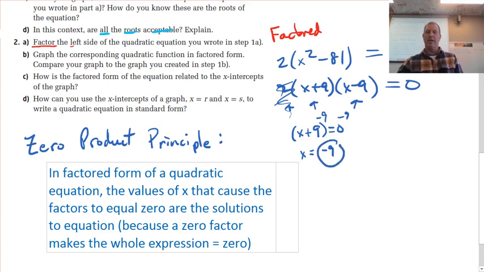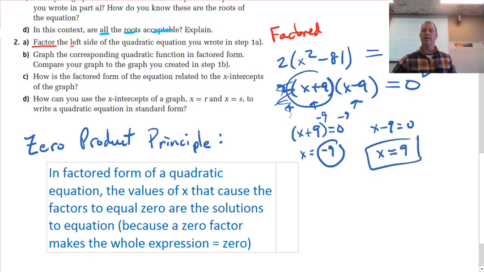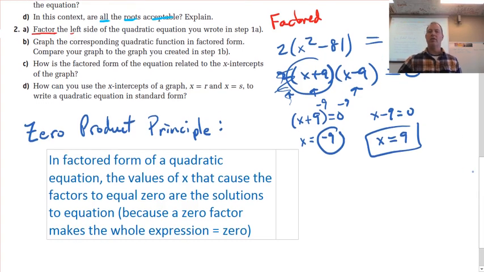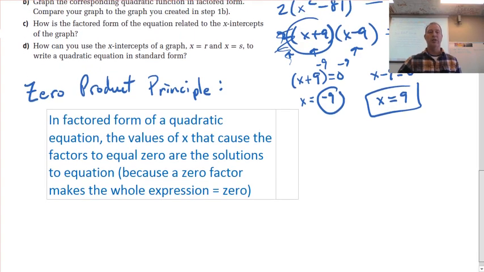If x was -9, then this factor would be 0 and everything would be 0. That would satisfy the equation. And then also, what makes this factor equal 0? Well, if x was +9. Okay? So notice how the roots of this equation done algebraically match the x-intercepts on our graph. You see that? Everybody see that? Okay? So this can happen for anything. You need to be able to factor, though. Okay? You need to be able to factor. And that's what we're going to work on for the rest of the lesson here.